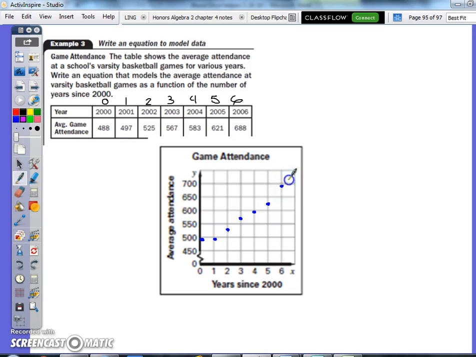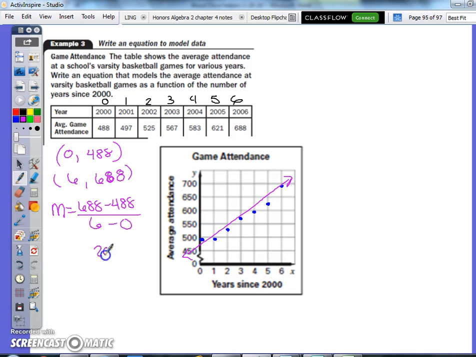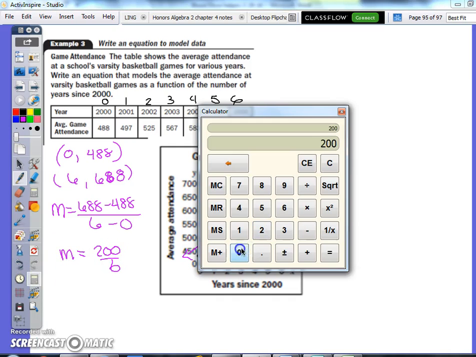And we know that our line of best fit looks something like this. Again, you can use the first point, which is 0, 488, and the last point, which is 6 and 688, and find your slope. So 688 minus 488 all over 6 minus 0 gives you 200 over 6, and you're going to divide. What is 200 divided by 6? It's like 33.3. There's your slope.